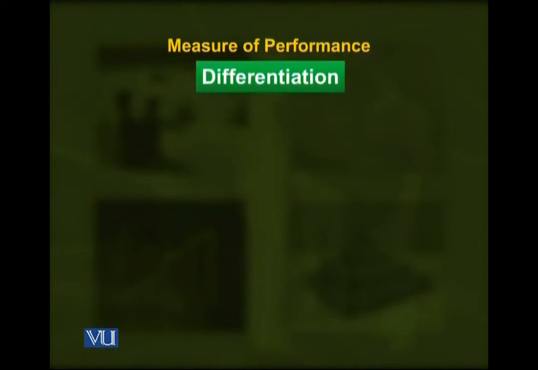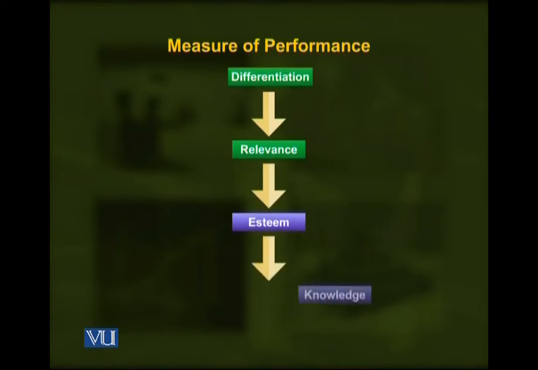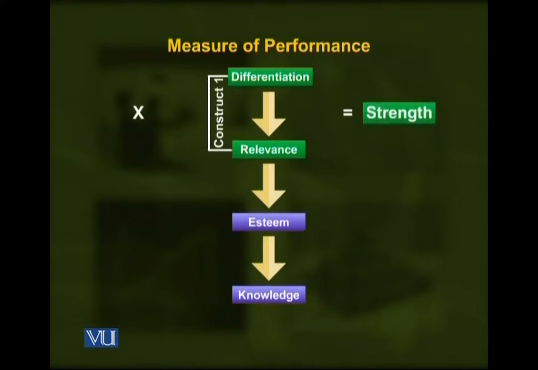I will explain what I have talked about with the help of another graphic illustration. As you can see from this illustration, the four factors that I just talked about, meaning differentiation, relevance, esteem, and knowledge, could be divided into two different groups. These groups are called two different constructs. Construct number one is differentiation times relevance, which is equal to brand strength, like I told you earlier. And construct number two is esteem multiplied by knowledge, equaling stature.